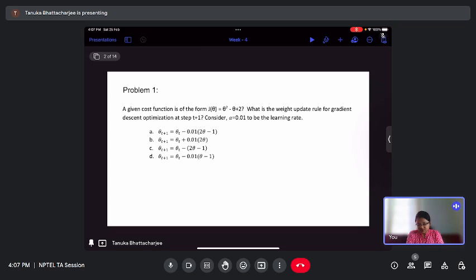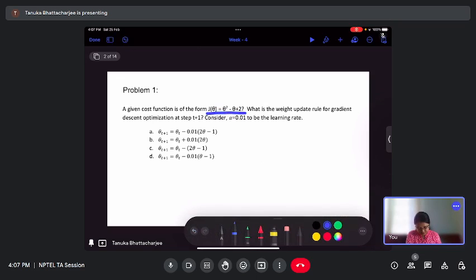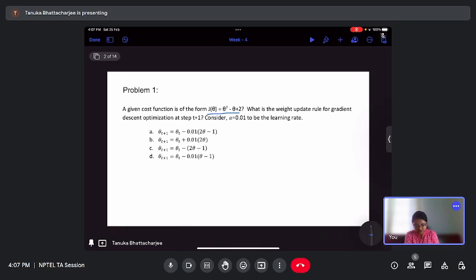So the question is, you have been given this cost function. So theta is your parameter and the cost function is theta square minus theta plus 2. So given this cost function, what is the weight update rule for gradient descent optimization at step t plus 1, and we have to consider alpha equal to 0.01 to be the learning rate.